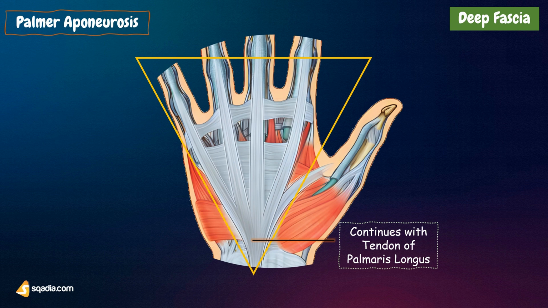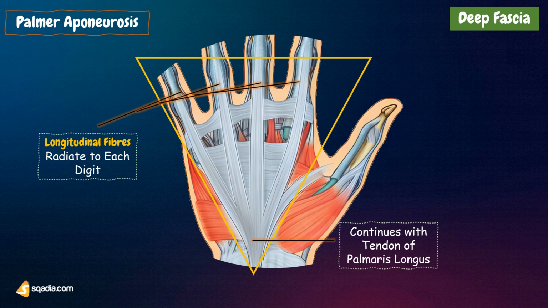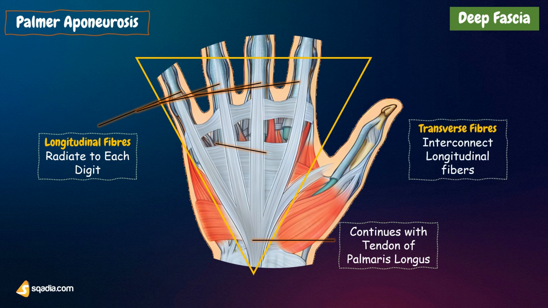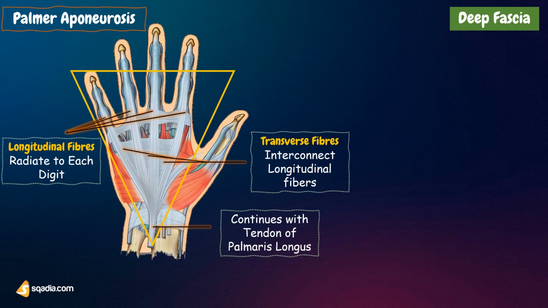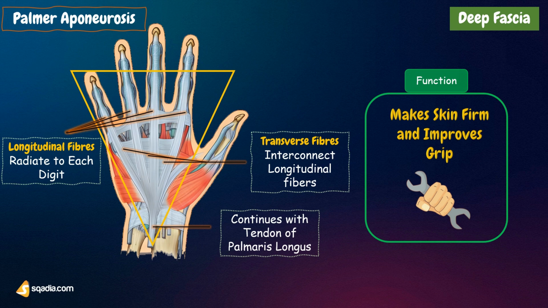From this point, the longitudinal fibers radiate to extensions at the bases of the digits that project into each of the index, middle, ring, and little fingers, and to a lesser extent the thumb. Transverse fibers interconnect the more longitudinally arranged bundles that continue into the digits. Vessels, nerves, and long flexor tendons lie deep to the palmar aponeurosis in the palm. Palmar aponeurosis fixes the skin of the palm and thus improves the grip. It also protects the underlying tendons, vessels, and nerves.